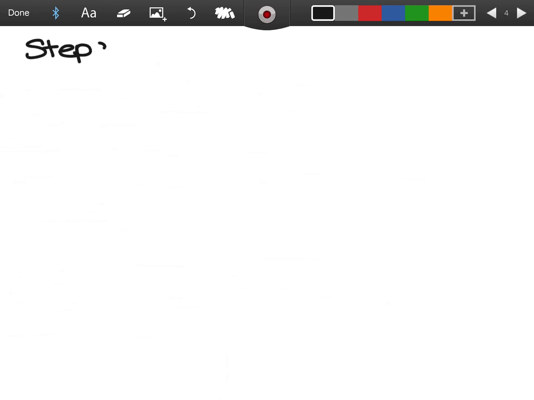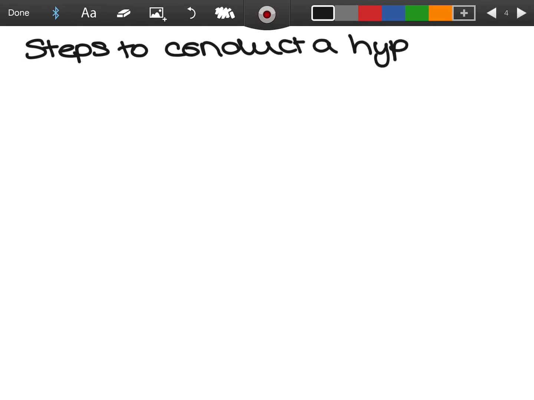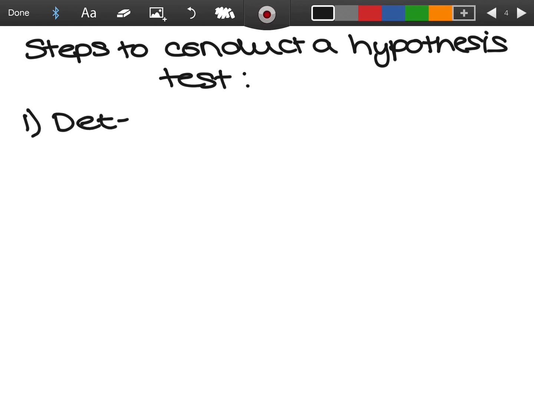Steps to conduct a hypothesis test. Step 1 is just to determine the null and alternative hypotheses. So you're just going to write down what your null hypothesis is and what your alternative hypothesis is. And it will always be in terms of a mean or a proportion for what we are doing right now. Everything's going to be in terms of means and proportions. So that's the first step, and that's what your homework is going to focus on as well for 11.1.